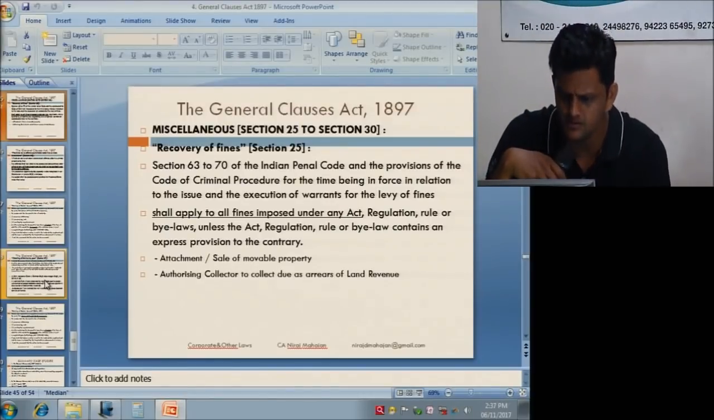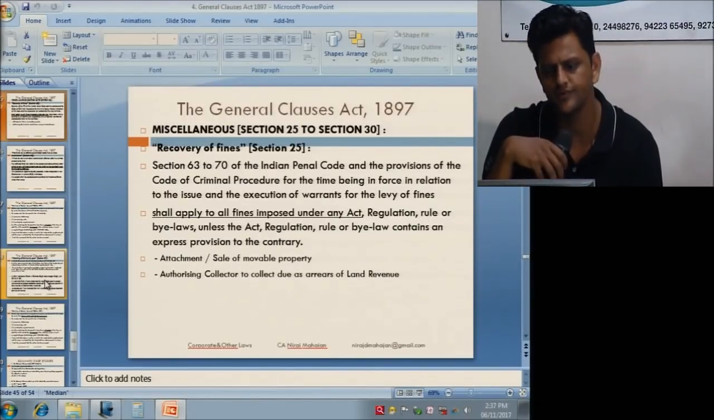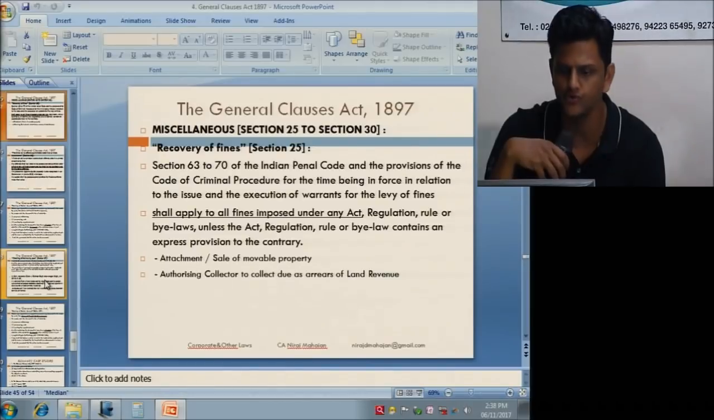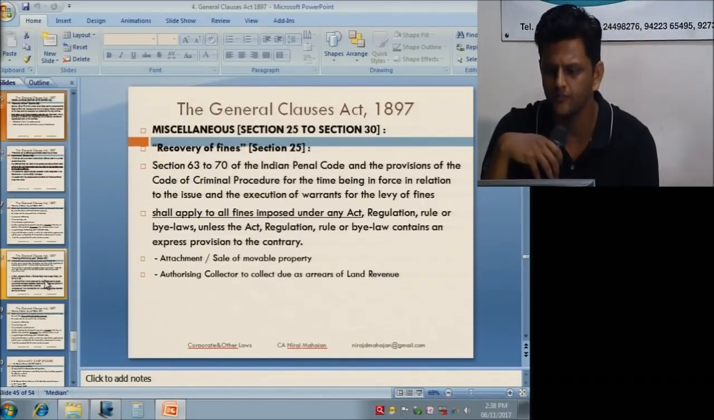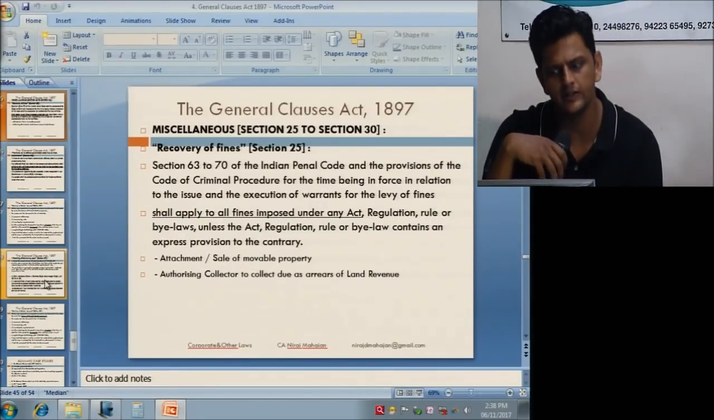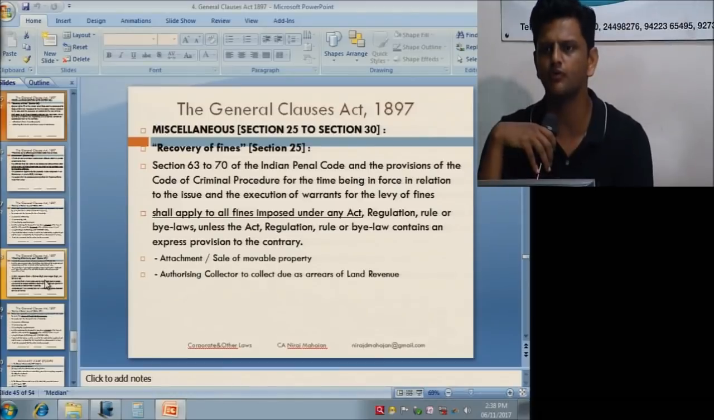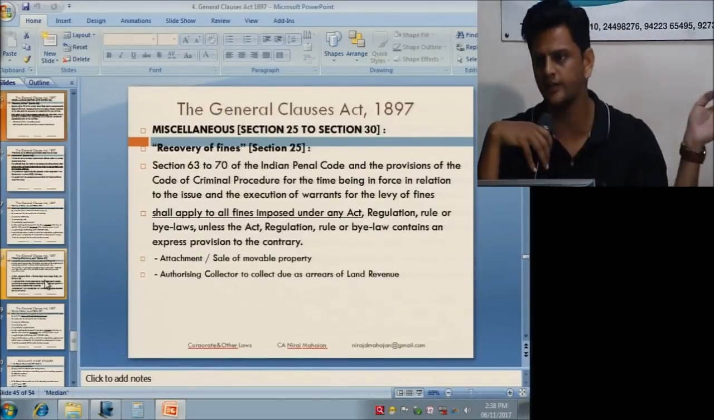Recovery of fines, section 25, section 63 of IPC and provisions of CrPC for the time being in force in relation to issue and execution of warrants for levy of fines shall apply to all fines imposed under any act. That means the process followed under sections 63 to 70 for recovery of fines will be used for recovery of fines in any of the acts.